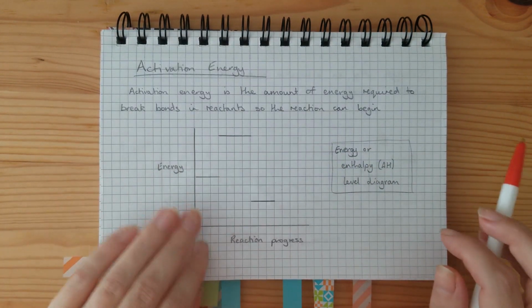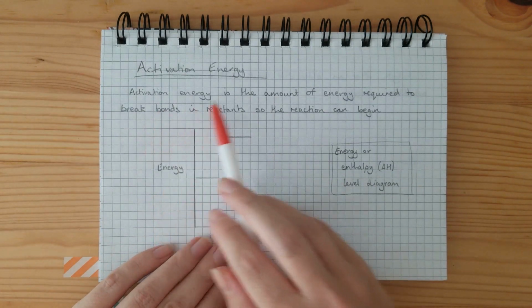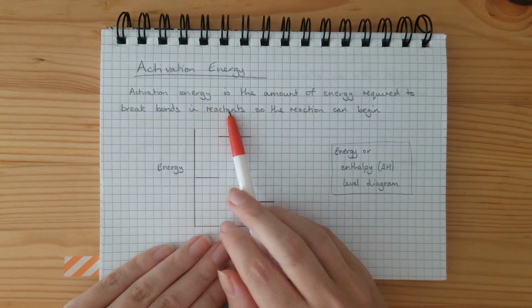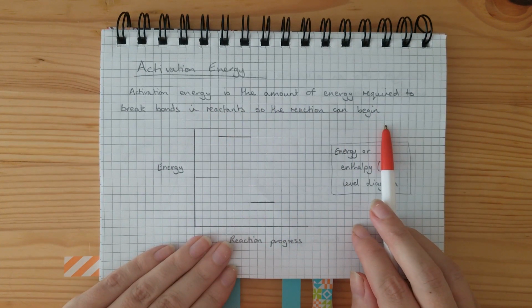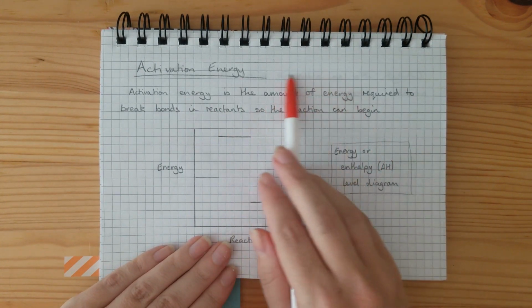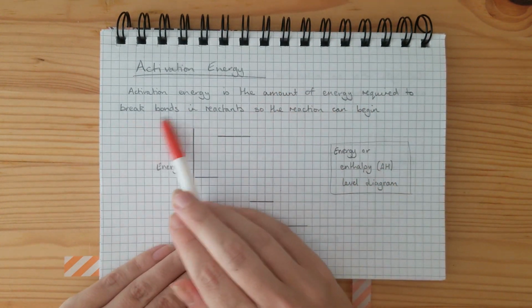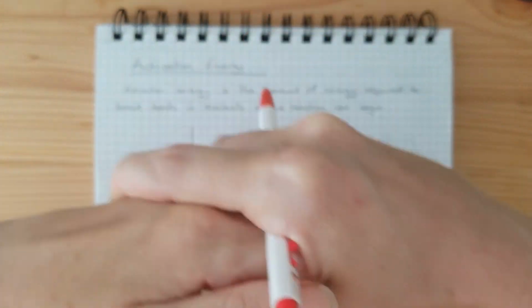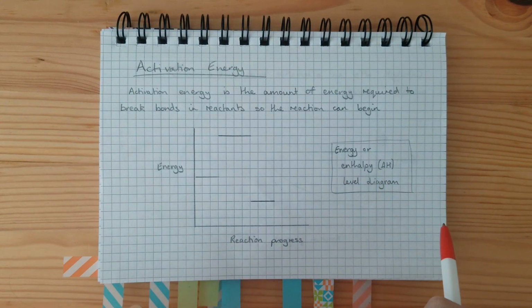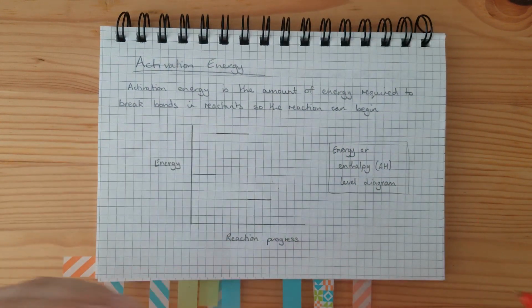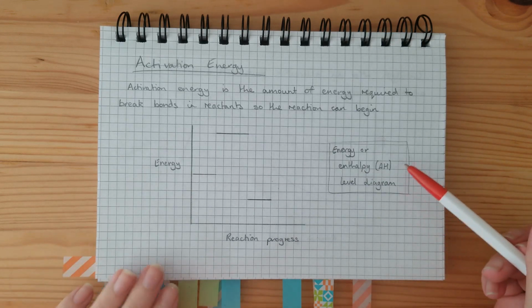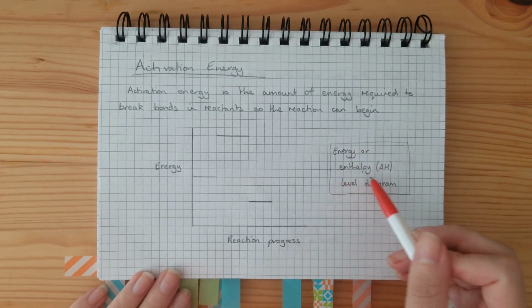So, activation energy is the amount of energy required to break the bonds in reactants so that the reaction can begin. So note here, you are having to put energy in to break bonds apart. This makes sense. If you imagine you've got your bond, you've got to put energy in to pull it to pieces. So breaking bonds requires energy. And we tend to show this on an energy or an enthalpy level diagram.